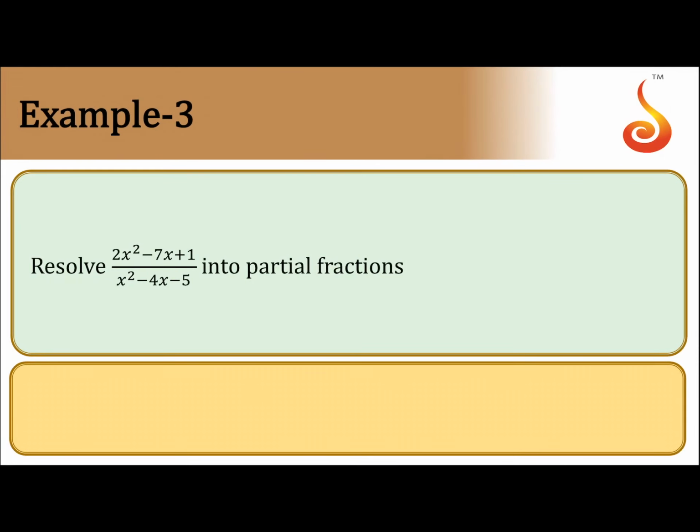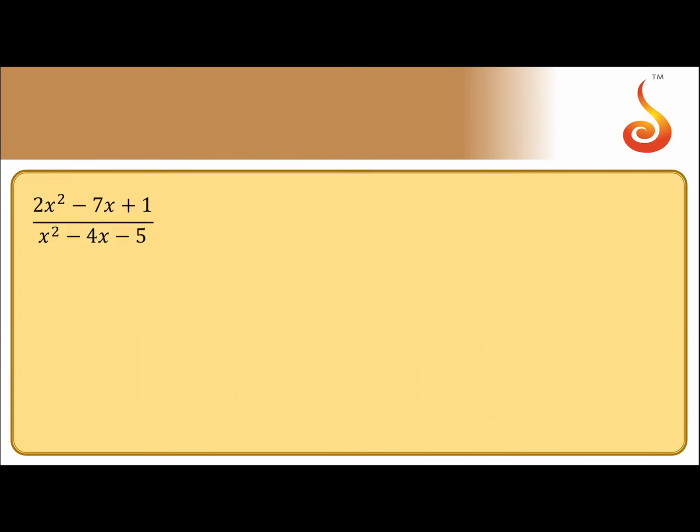Example 3. Resolve (2x² − 7x + 1)/(x² − 4x − 5) into partial fractions. This problem can be done in two methods. One is a normal method, the other one is an objective technique. So let me present the solution. Later I will go for the technique of solving the problem in the other method.